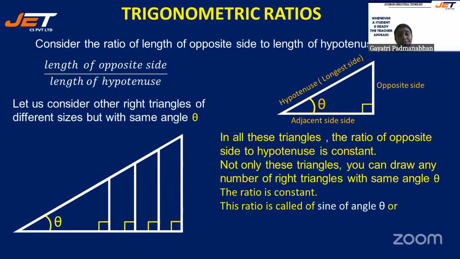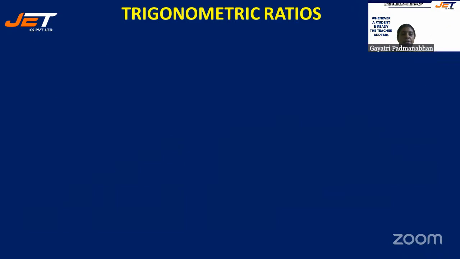This ratio is called the sine of angle theta, or sine theta. So sine theta is nothing but opposite side by hypotenuse. What is the opposite side? The side which is opposite to theta. So sine theta is opposite side by hypotenuse. Hope this is clear.